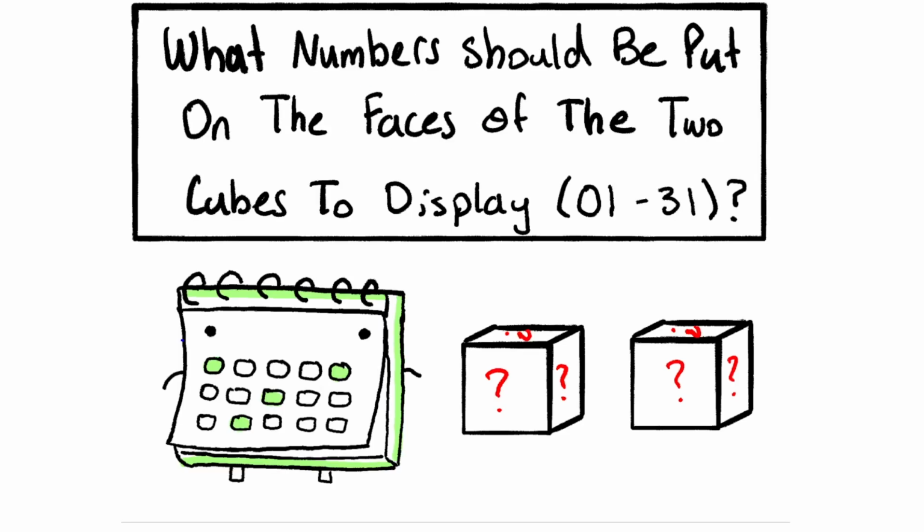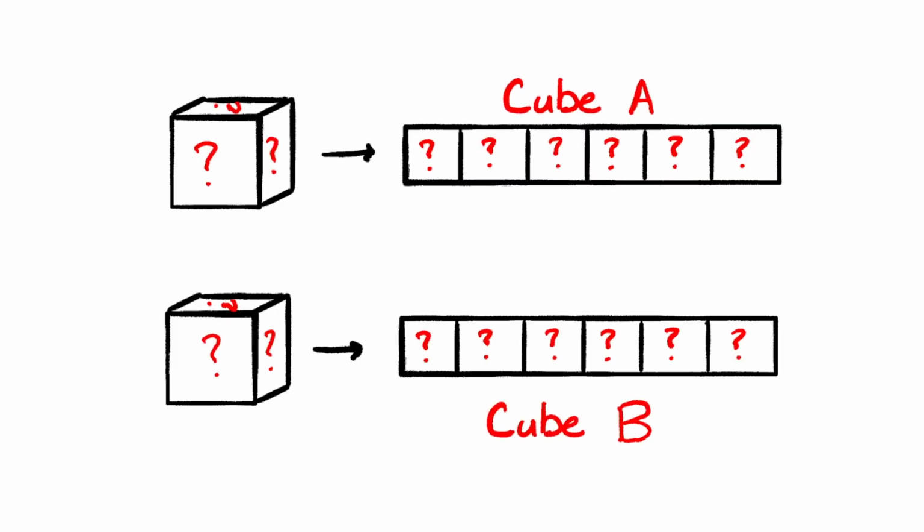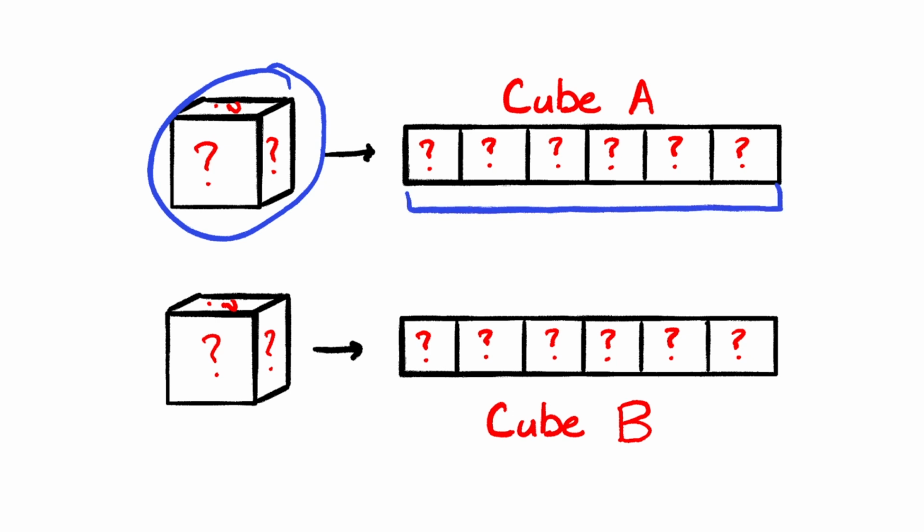So our question for today is, what numbers should be put on the faces of the two cubes to display the numbers 1 through 31? So to start, I'm going to represent each cube as 6 individual faces. And we know that these digits are going to have to combine with the other cube to create numbers.